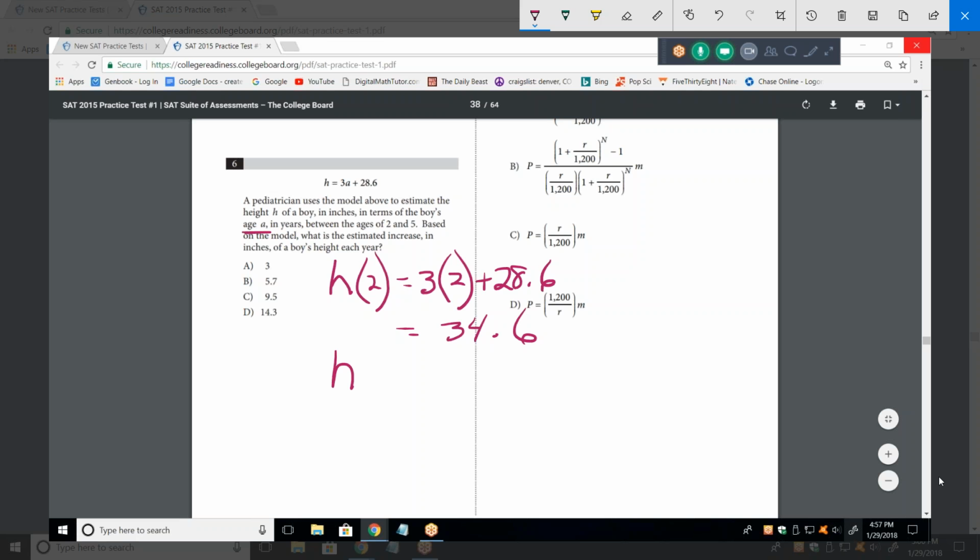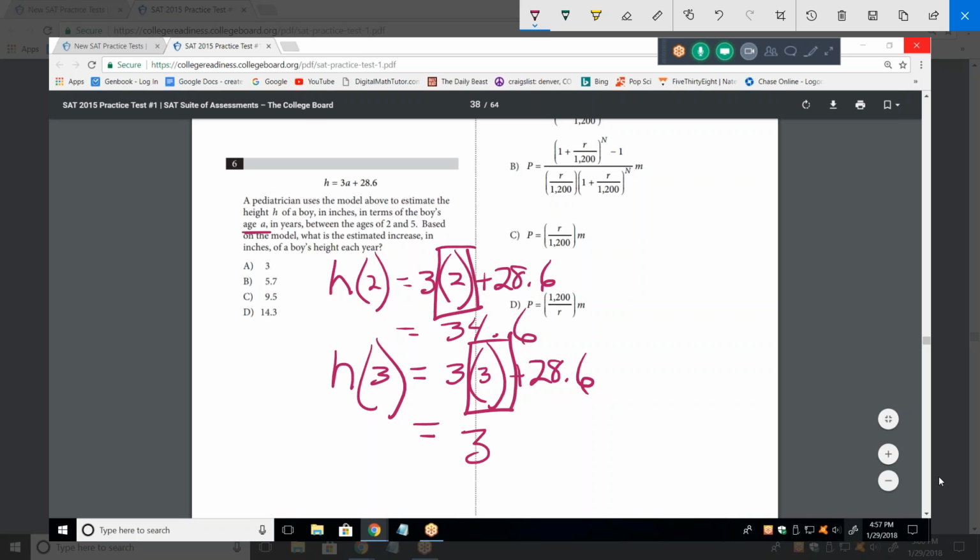So let's figure out what he is in the 3rd year. Well, that's 3 times 3 plus 28.6. Notice the only thing that has changed is that. In other words, every single year he's going to grow 3 inches between the ages of 2 and 5. That will equal 9 plus 28.6, so that'll be 37.6. Well, what did he grow between years 2 and 3? He grew 3 inches. And so you could always do it this way.